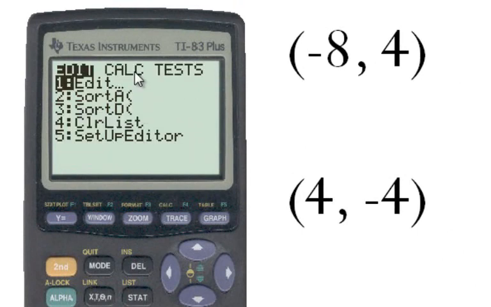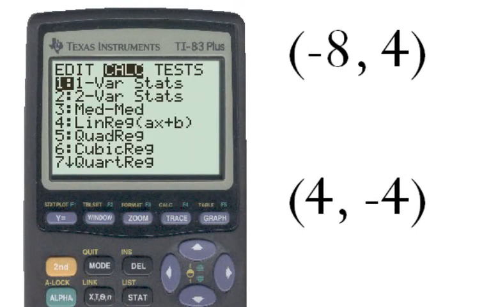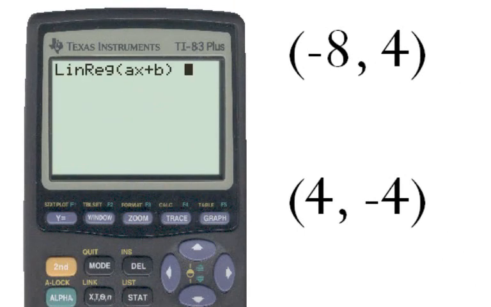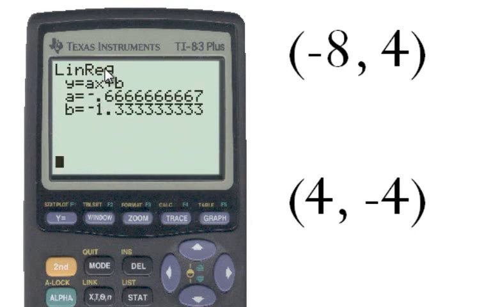You're going to go to calculate by hitting to the right. And then here you can press 4 or scroll down to 4. Hit enter. And once you have this on your screen, you hit enter one more time, and it will give you the slope-intercept form.